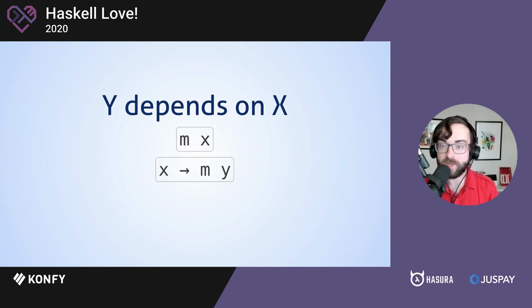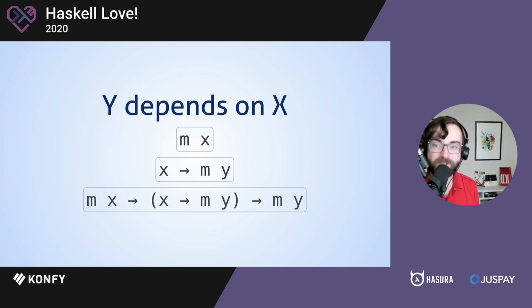But of course, what we really want to do is some way to take the full distribution of x's, take this function that captures how y depends on x, and combine it to get a distribution of y's based on the full distribution of x. And so to do this, we need a function that lets us combine an mx and an x to my and get an my out. Now, what does this function look like?